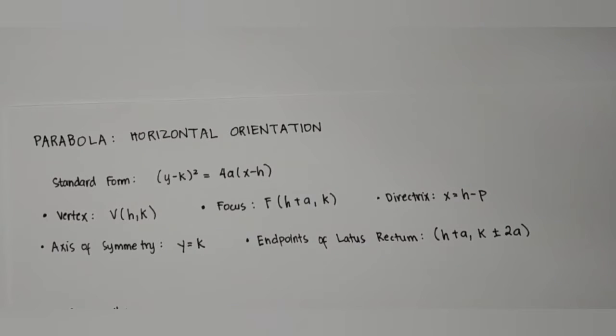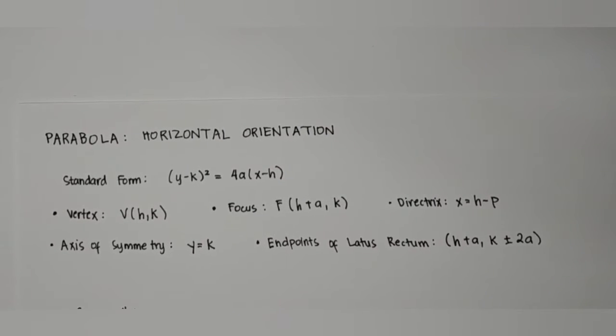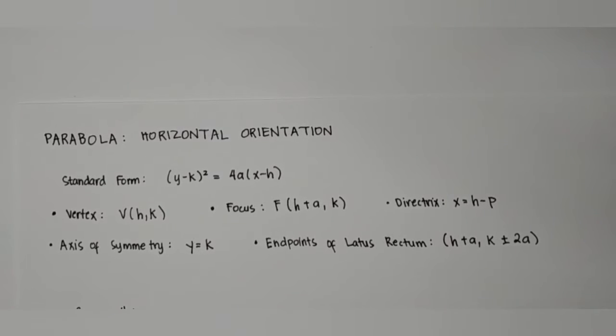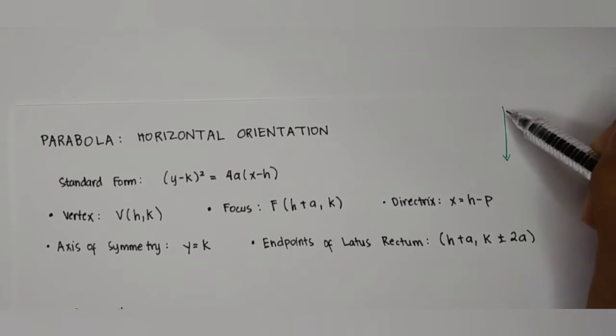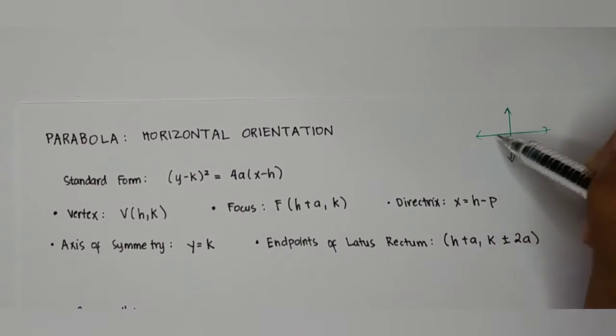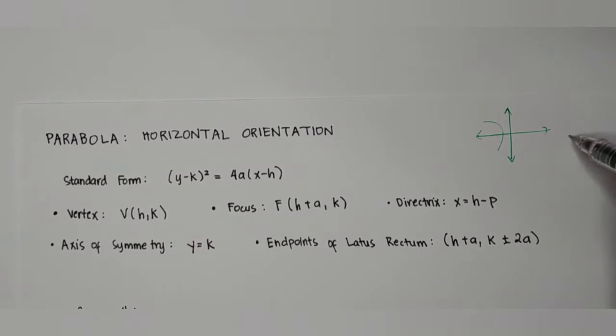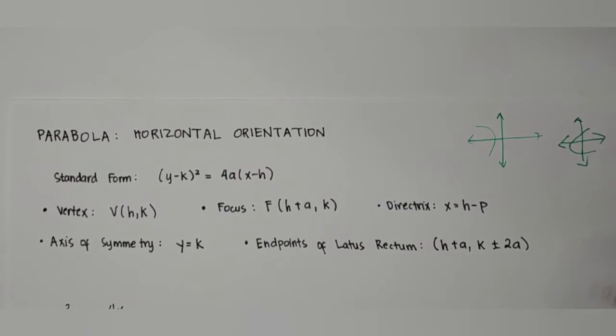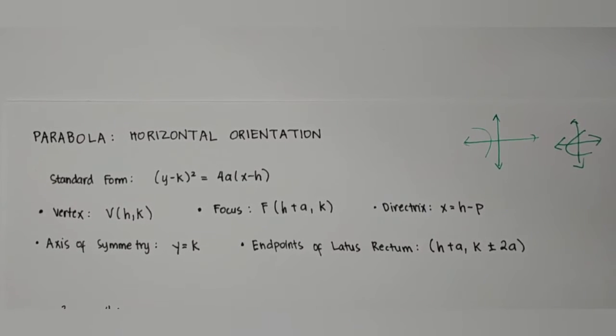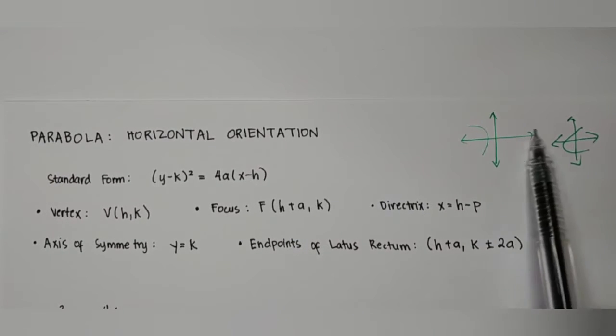Hi, hello, welcome back. So for today, let's discuss the properties of a parabola given na horizontal orientation siya. Again, ano nga ba yung pag sinabi nating horizontal orientation? So yung graph natin sa horizontal, it can be facing left or it can be facing right. So yan yung mga indicators natin na horizontal siya or along the x-axis yung graph niya.